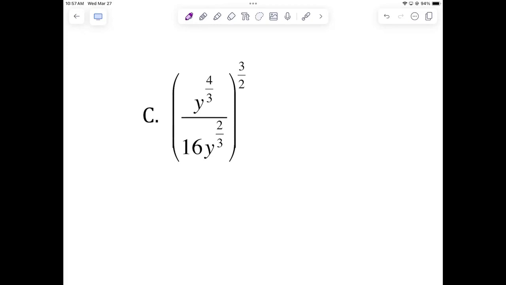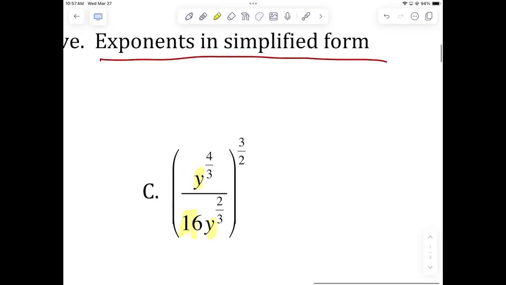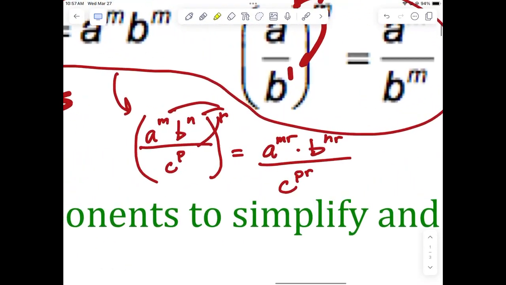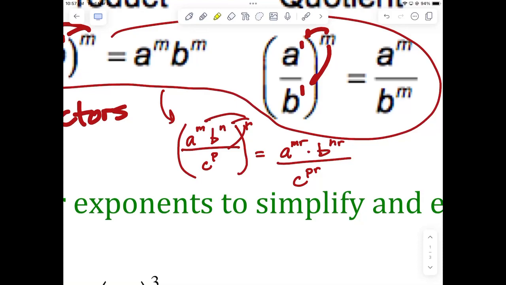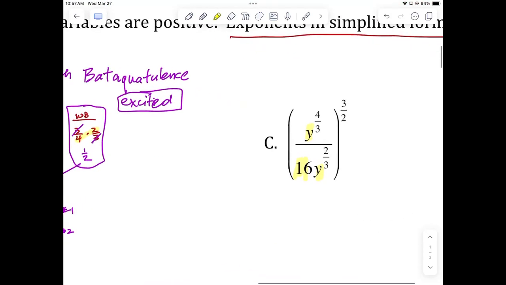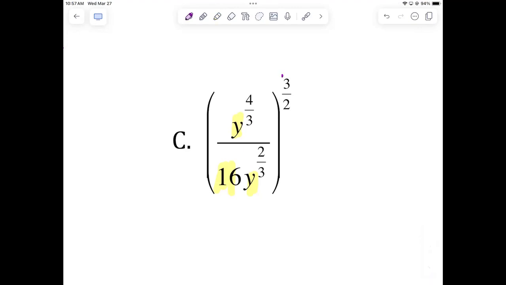Let's go to letter C. All right, so taking inventory, I have one factor in the top and two factors in the bottom. The rule up here that I just said, the one that combined both of them, says just distribute the exponent to all of them inside the parentheses. So I'm going to distribute the 3/2. I'm going to put a 1 on the 16, so I have a target. I'm going to distribute the 3/2, and I'm going to distribute the 3/2.